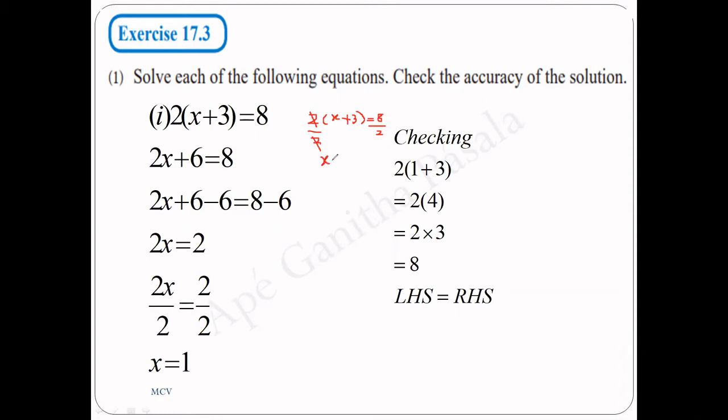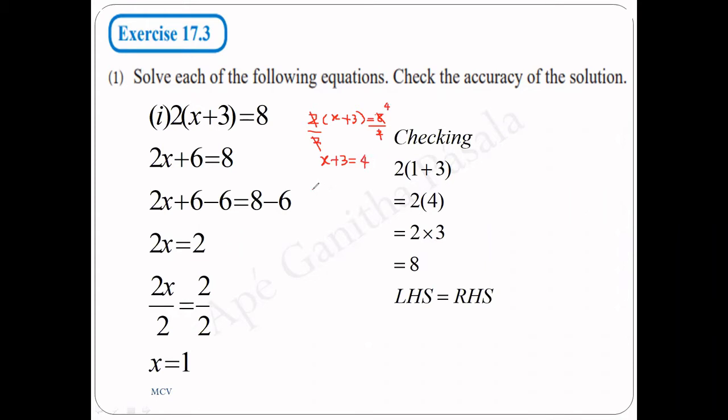You can write x plus 3 on the left hand side. X plus 3 equals, when you divide by 2, 2 into 4 is 2, so the right side is 4. X plus 3 equals 4.